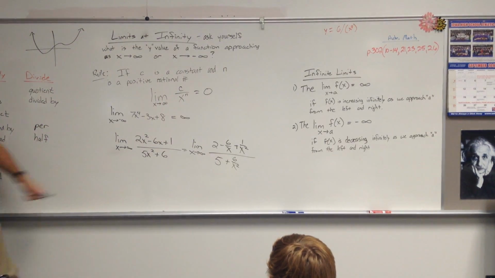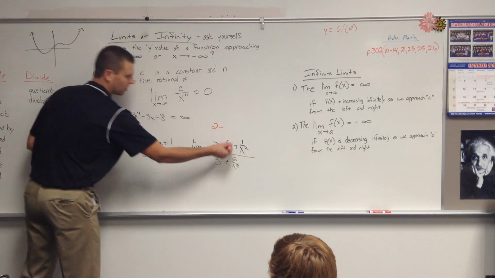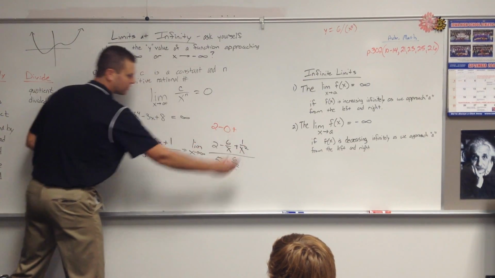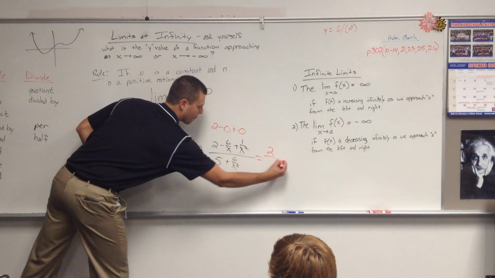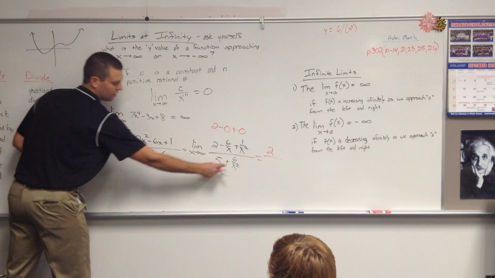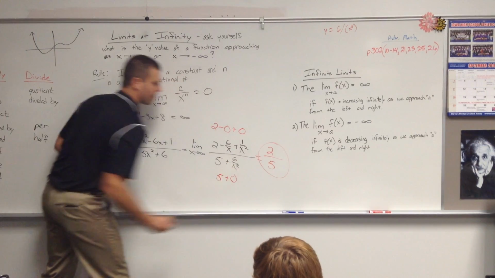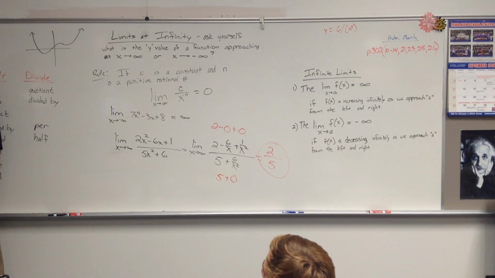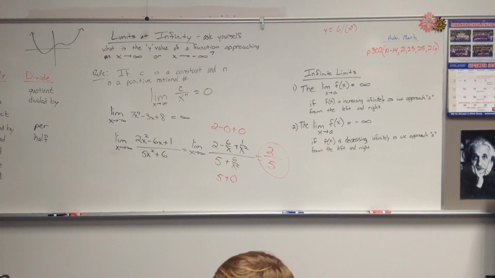What's the limit as x approaches infinity of 2? What's the limit of 6 over x as x approaches infinity? Really small. 0. What's the limit of 1 over x squared as x approaches infinity? 0. Limit of 5? 5. Limit of 6 over x squared? 0. Answer 2/5. That's the algebraic way to do that. Okay? Yes. Makes a whole bunch of sense.